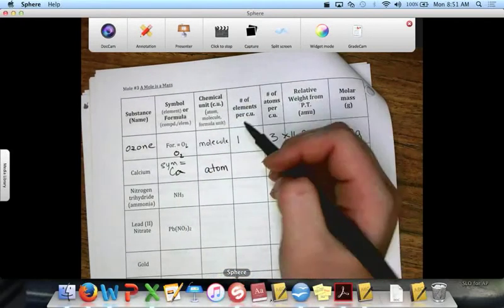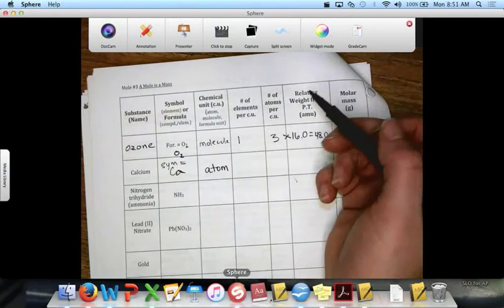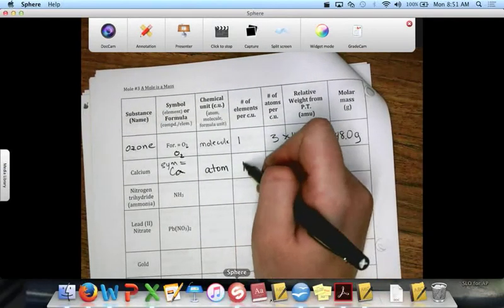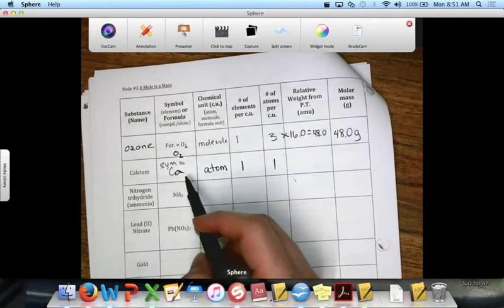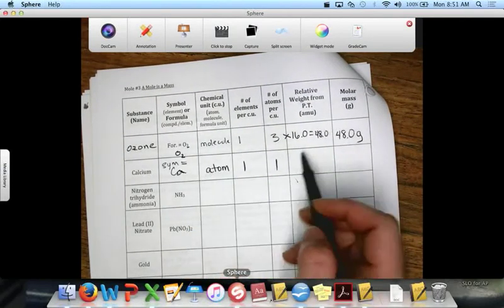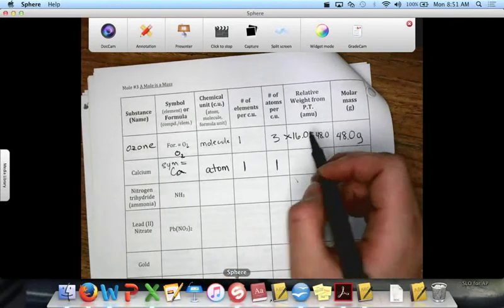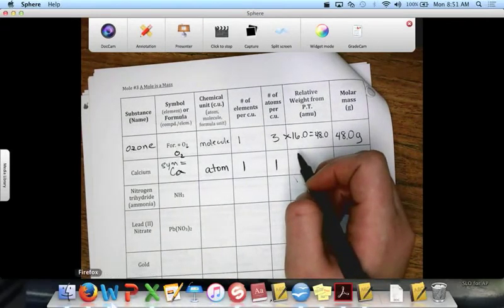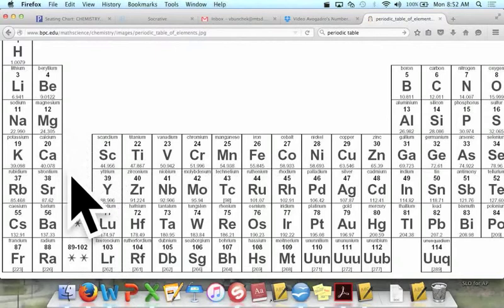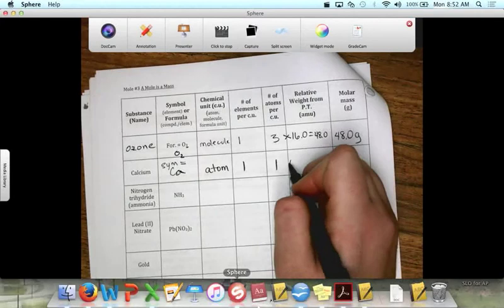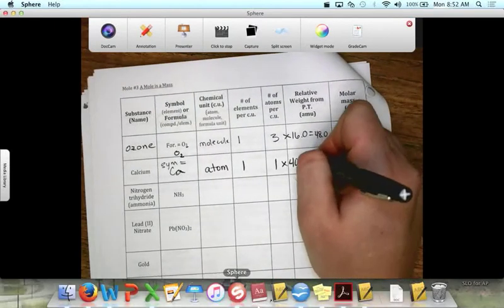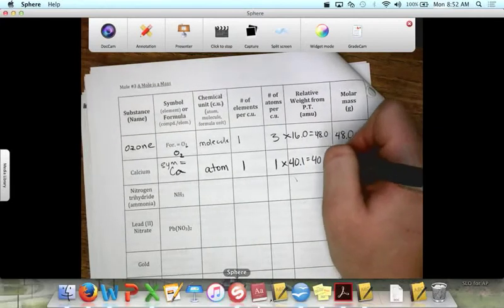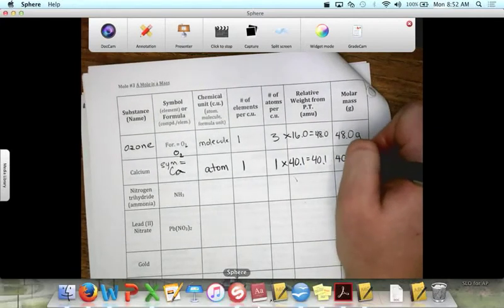The number of elements per chemical unit, well, since we said there is only one atom, there's only going to be 1. And the number of atoms per chemical unit is also going to be 1 because it's just 1 all by itself. The relative weight from the periodic table we said earlier was around 40, so 40.1 because we're rounding that 7 up to 1 to just get to the 100th place. So we're going 40.1. And 1 times 40.1 is going to be 40.1. So if I had a mole of calcium, it would weigh 40.1 grams.